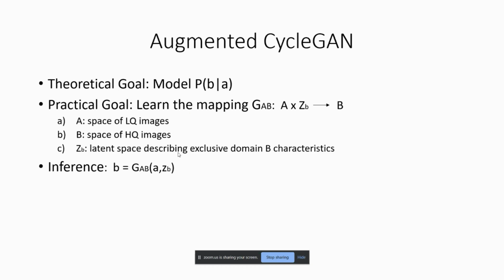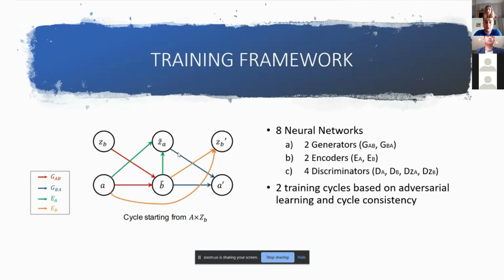During inference time, we receive a low-quality image A, and then we sample from the latent space ZB, and we pass both the low-quality image A and the sample from the ZB latent space through the trained generator GAB, and we receive an enhanced version of the low-quality image A, which is image B. By sampling different latent vectors ZB from the ZB latent space, we're essentially getting slightly different enhanced versions of the low-quality image A.